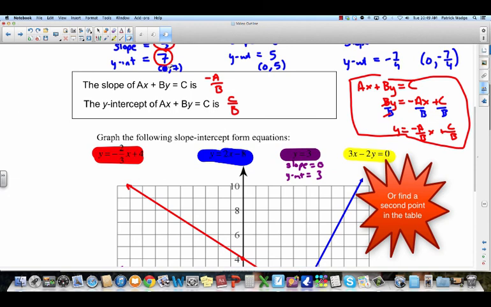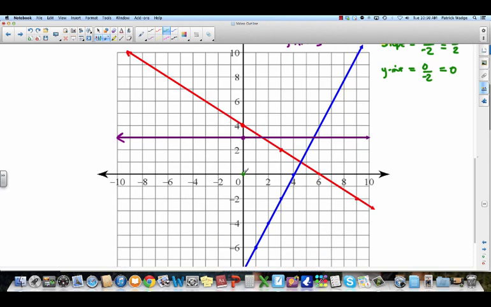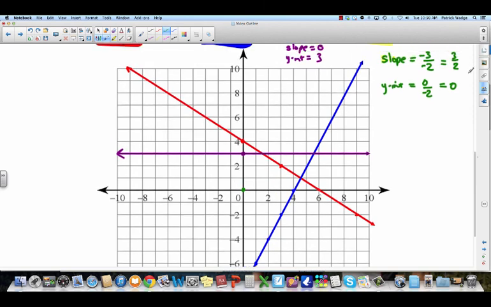I imagine you want to use the formula, don't you? Okay, let's do it. So slope equals negative a over b. Well, that's negative 3 over negative 2. b is negative 2. And negative 3 over negative 2 is the same as 3 over 2. Okay, y-intercept is equal to c over b. c is 0 and b is negative 2. 0 over negative 2 is just 0. So we have a y-intercept of 0, and yes, we already put that in there, so that's good. And then we have a slope of 3 over 2.